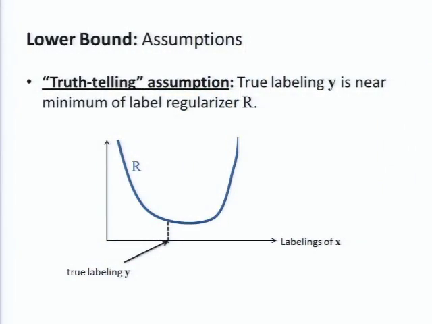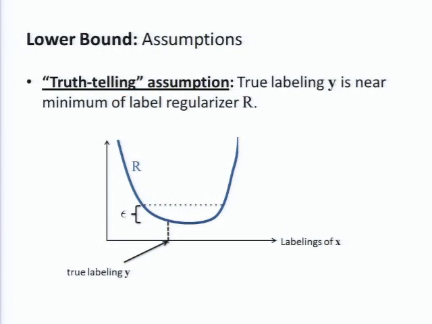So the first assumption is basically a truth-telling assumption. So here's the function R that the labeler gives you. And let this be the true labeling of the data. And the assumption is that the true labeling is within epsilon of the minimum of the function. In other words, the labeler is not highly misleading about the truth. I should perhaps also point out that this function R typically will have many minima. So it's not enough just to identify the minimum of the function to be able to recover the labeling.